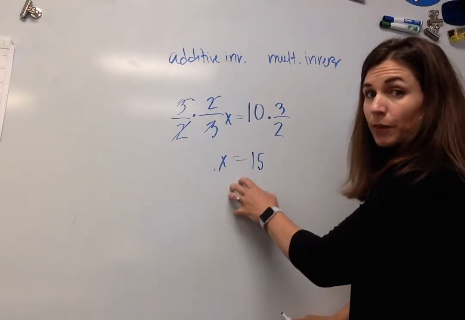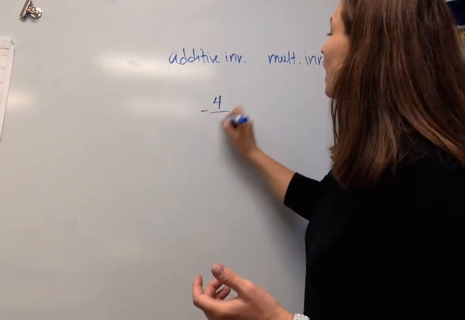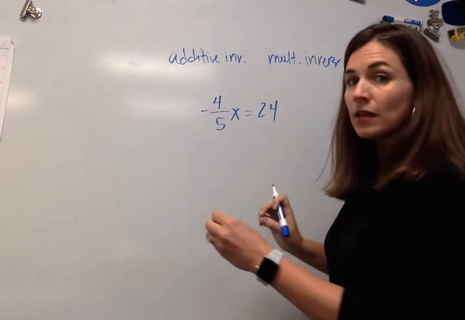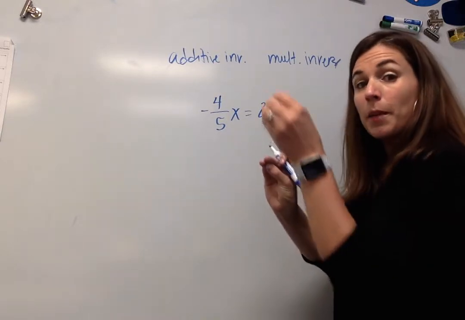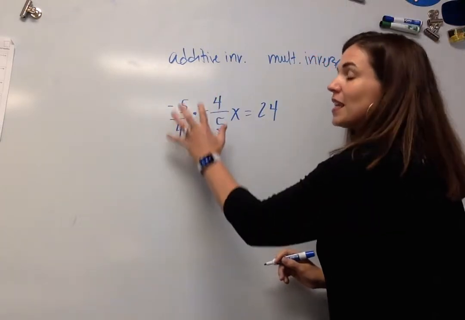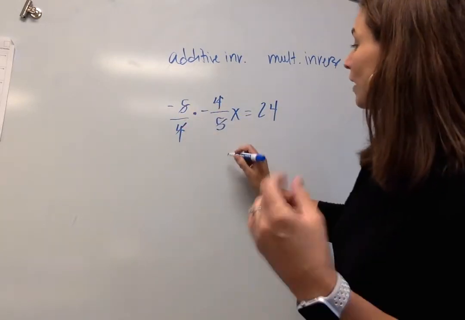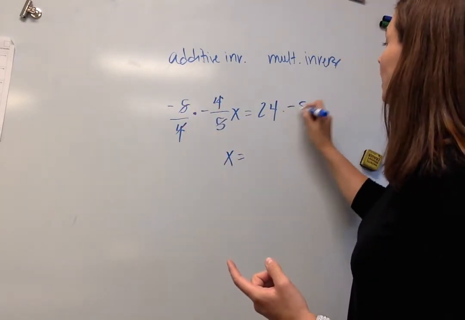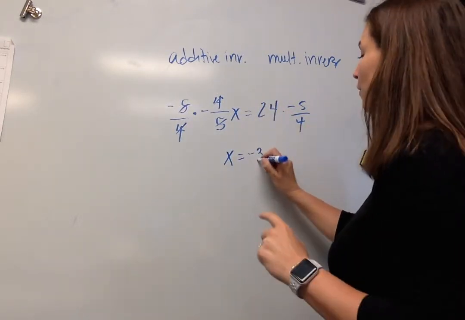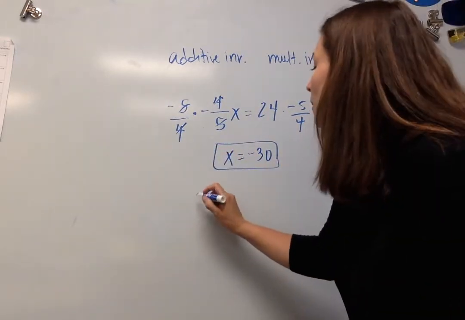Okay? That's multiplicative inverse. And it doesn't matter if my sign is negative. Let's say we have negative 4/5 x equals 24. I still, multiplicative inverse is multiplying to give me a positive 1. So I would multiply both sides by a negative 5/4. That's the only thing that's going to create this positive 1x. So those cancel out, those cancel out. I'm left with positive x, and whatever I do to one side, I do to the other side. Cross reduce here to get 6. 6 times negative 5 is negative 30. All right?